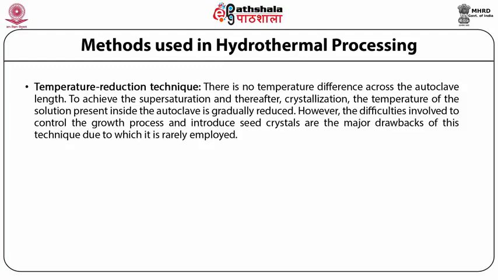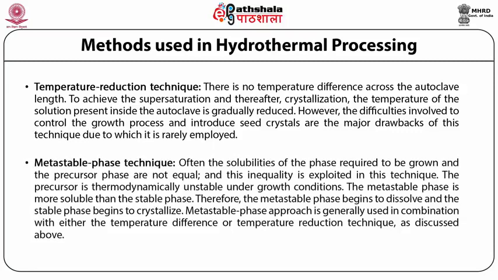The third method used for hydrothermal processing is the metastable phase technique. Often, the solubilities of the phase required to be grown and the precursor phase are not equal, and this inequality is exploited in this technique. The precursor is thermodynamically unstable under growth conditions. The metastable phase is more soluble than the stable phase. Therefore, the metastable phase begins to dissolve and the stable phase begins to crystallize. The metastable phase approach is generally used in combination with either the temperature difference or temperature reduction technique as discussed.